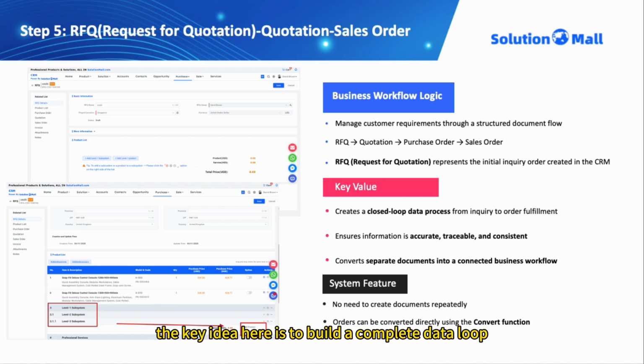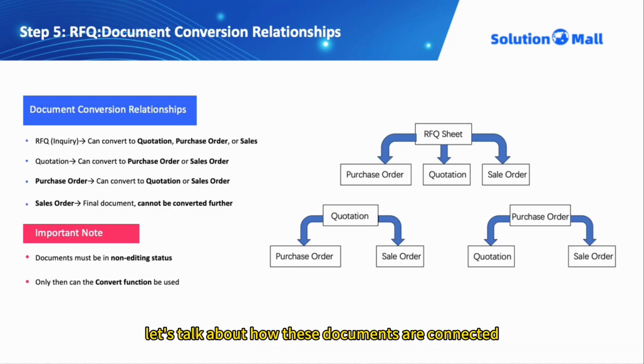The key idea here is to build a complete data loop. Every document is connected, and every step of the business process can be clearly traced, from the very first inquiry all the way to the final order. Now, let's talk about how these documents are connected.